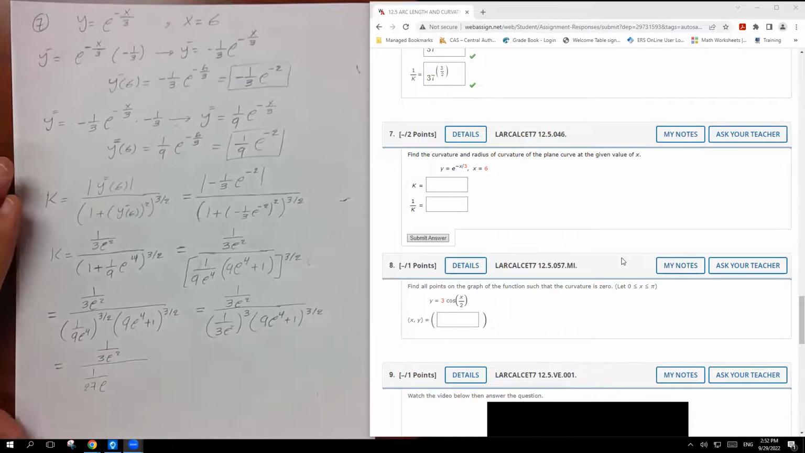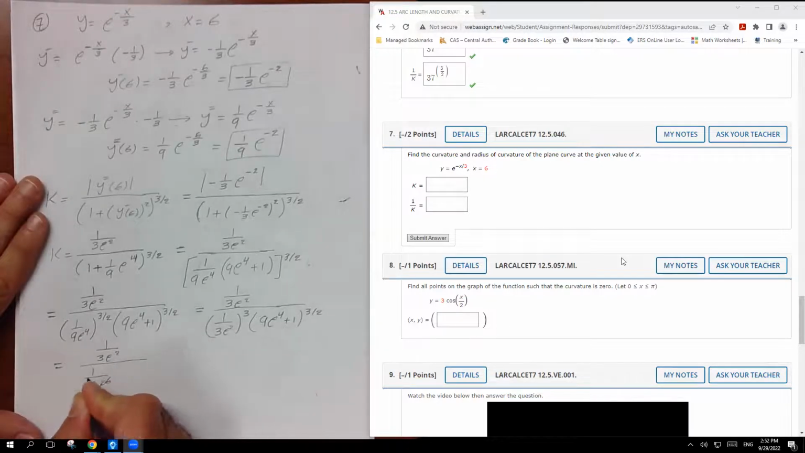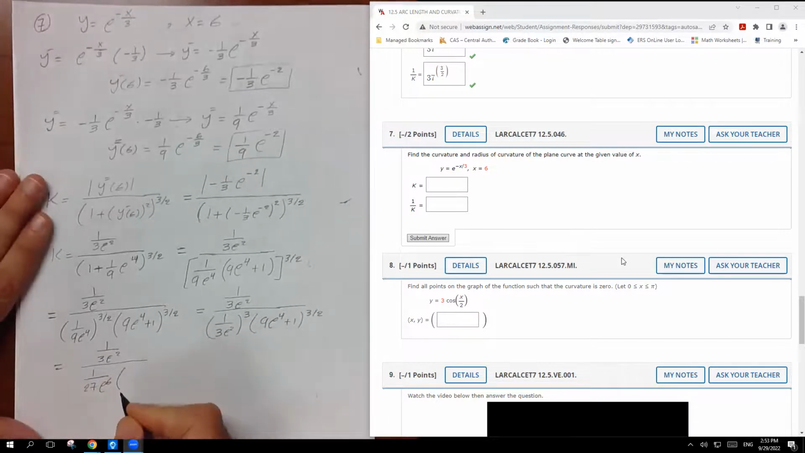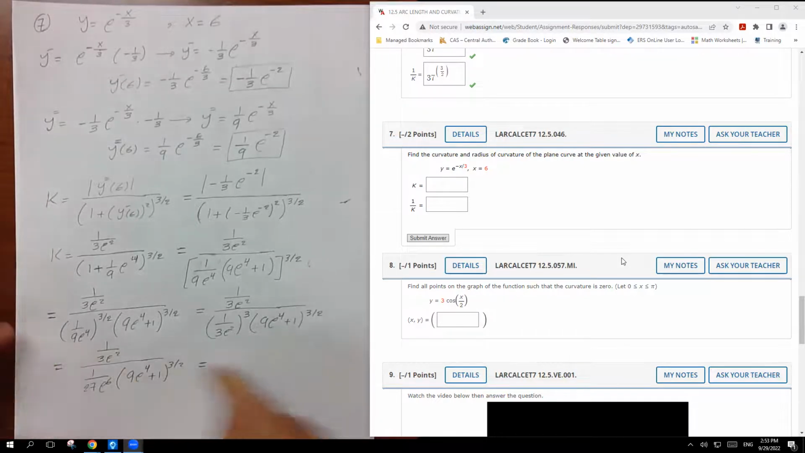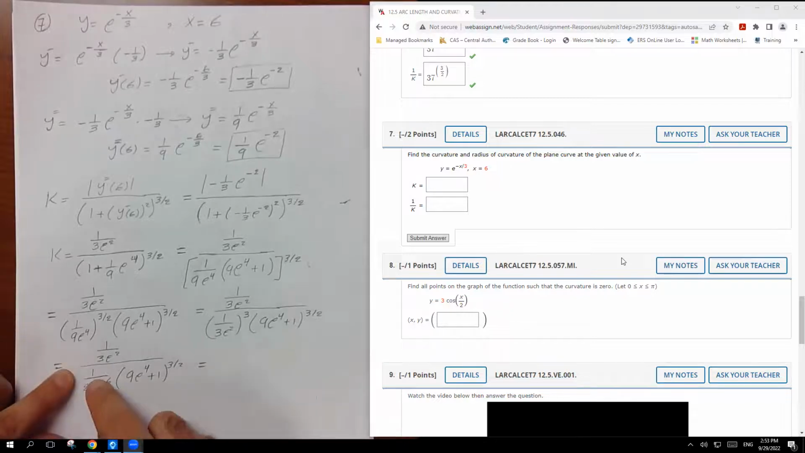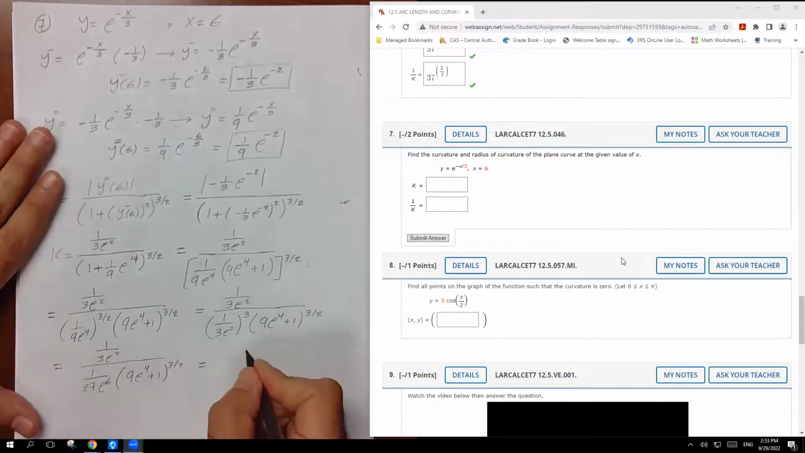E to the power 6. I think it's okay. Let's keep going. 9 e to the power 4 plus 1, to the 3 over 2. Then this one is going to be, now what I'm going to do, I'm going to write down this one, flip the division to multiplication. So flip this part.